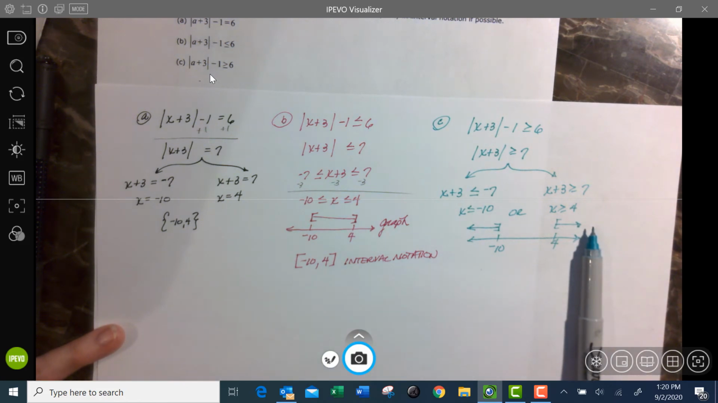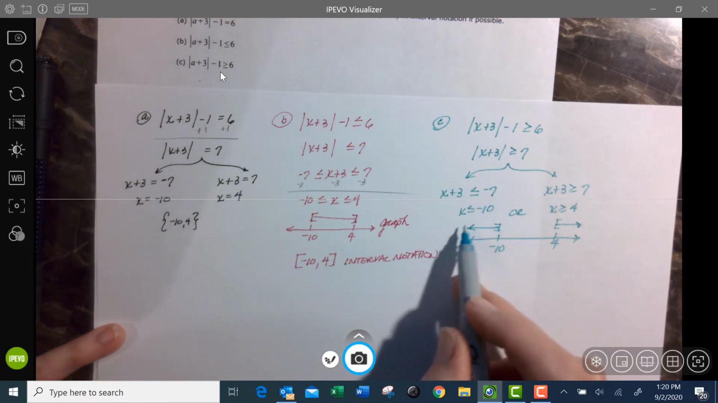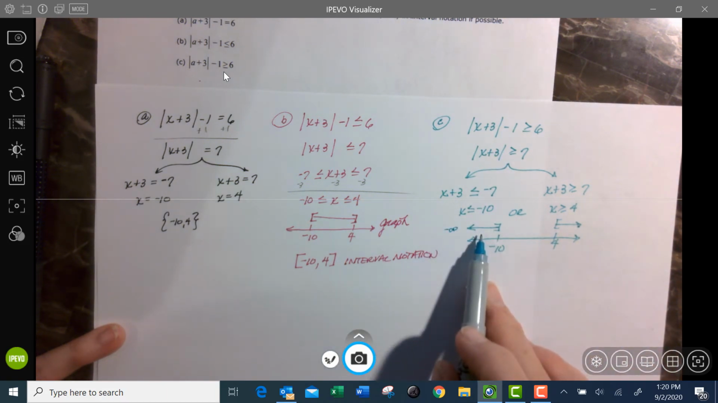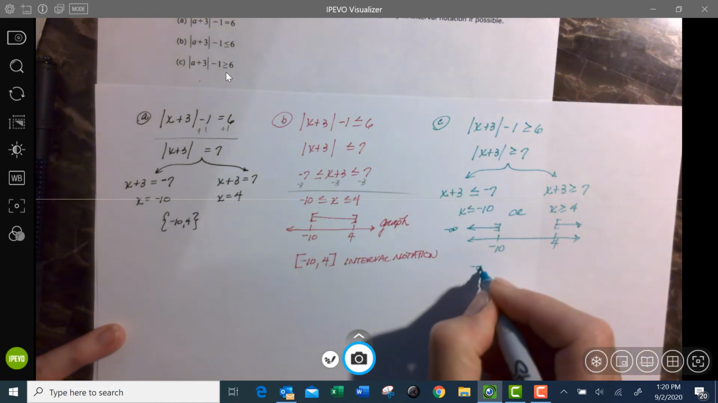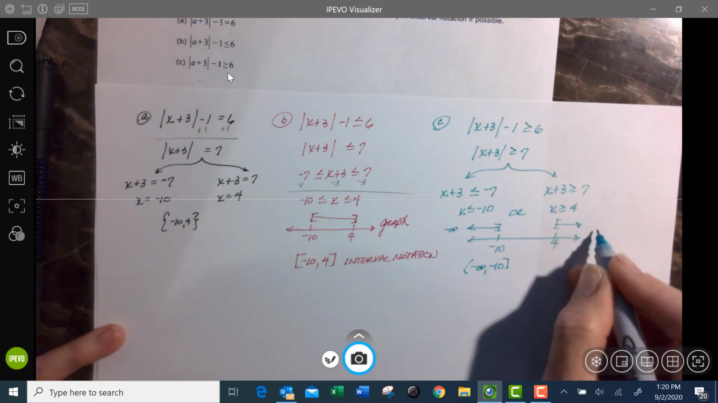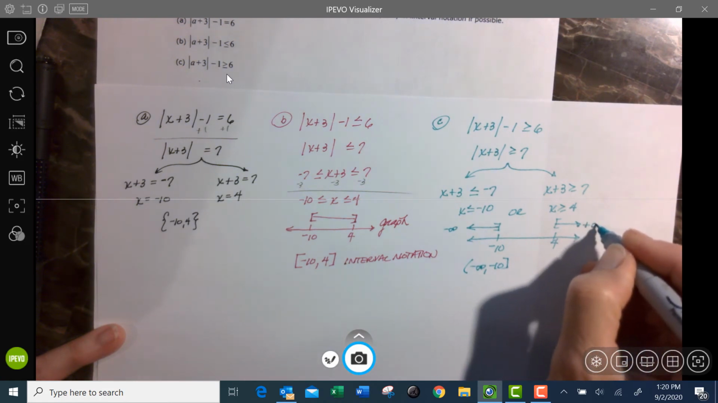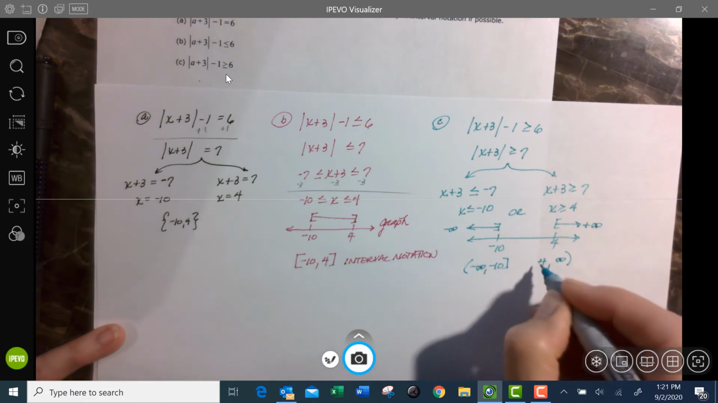This is going to result in 2 intervals. So on the left bar, I'm headed out toward -infinity. So this bar represents solutions between -infinity and -10. The right bar represents solutions between 4 and positive infinity. So I'm going from 4 to positive infinity.